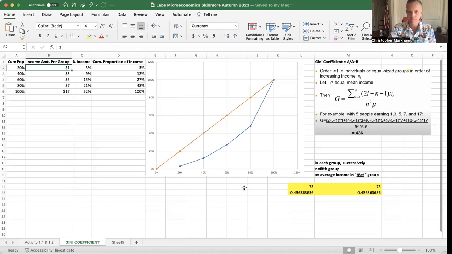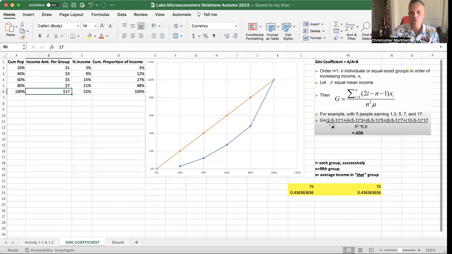Divided by N, okay? N is the fifth group squared, right? So that is 25 times, and U is the average income of all the groups. So we literally take 1 and 3 and 5 and 7 and 17. We add them up, we divide by 5, and we get an average of 6.6, right?